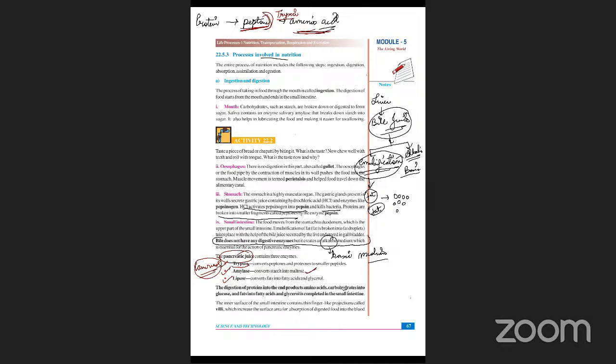Now, second is lipase. Lipase, you can understand it like this. Lipase works on lipid, and lipid is another name of fat. So the small fat globules made by the bile juice will now be converted into a simpler form called fatty acid and glycerol. Understood, guys?